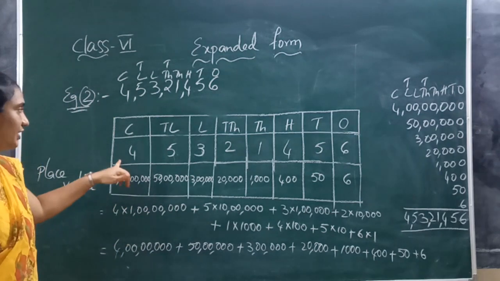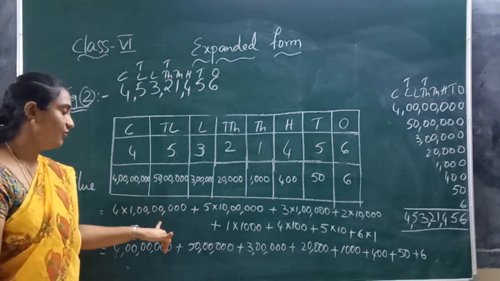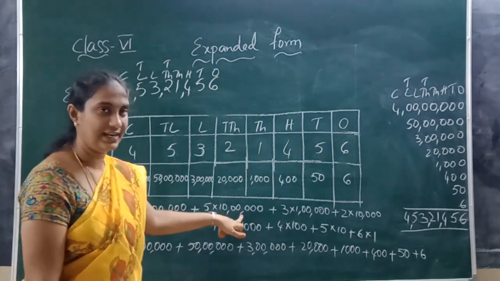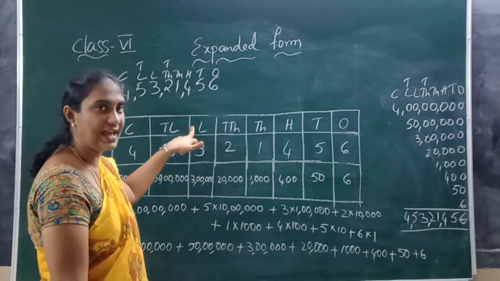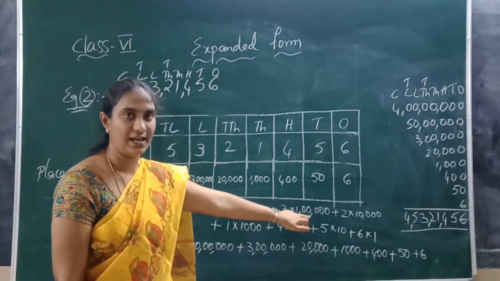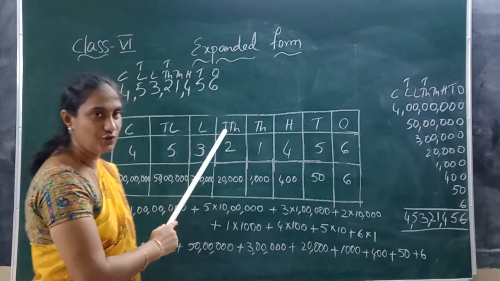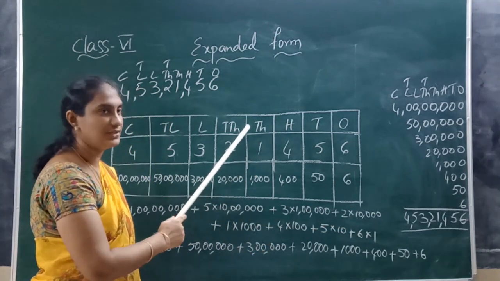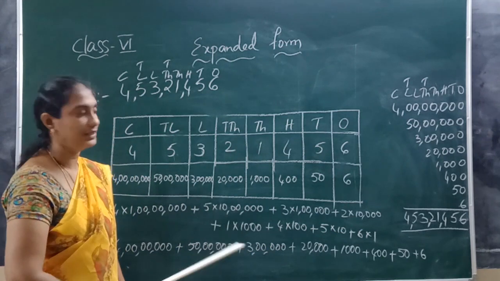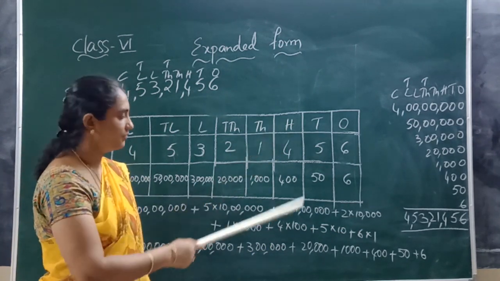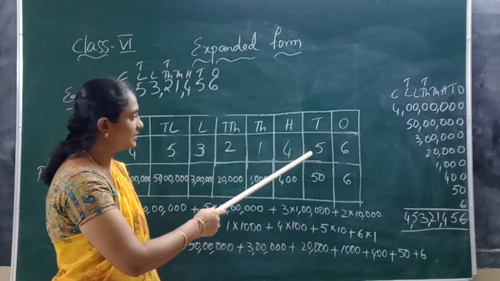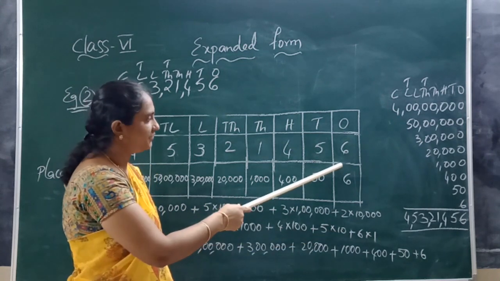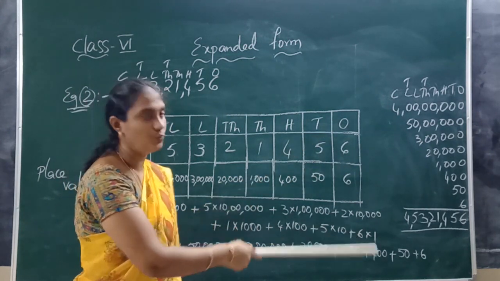Now 4 is in crores place. So 4 into 1 crore. 5 is in 10 lakhs place. So 5 into 10 lakhs. 3 is in which place? Lakhs place. So 3 into 1 lakh. 2 is in which place? 10,000 place. So 2 into 10,000. 1 is in which place? 1,000 place. So 1 into 1,000. 4 is in which place? 100 place. So 4 into 100. Plus 5 is in which place? Tens place. 5 into 10. 6 is in which place? Ones place. So 6 into 1.